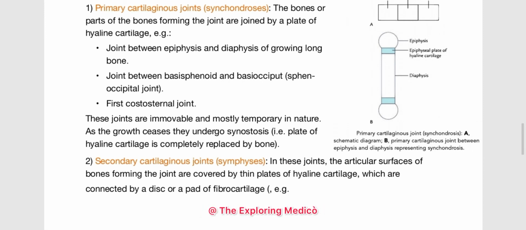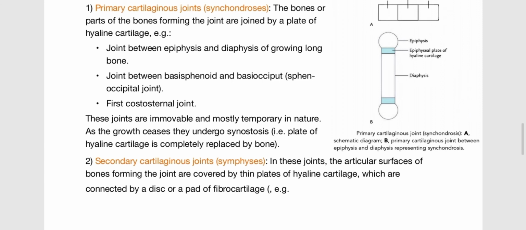So in primary cartilaginous joint, the bones or parts of the bones forming the joint are joined by a plate of hyaline cartilage. Example: joint between epiphysis and diaphysis of growing long bone, joint between basisphenoid and basiocciput, which means spheno-occipital joint, and also first costosternal joint. These joints are immovable and mostly temporary in nature. As the growth ceases, they undergo synostosis. Example: the plate of hyaline cartilage is completely replaced by the bone.